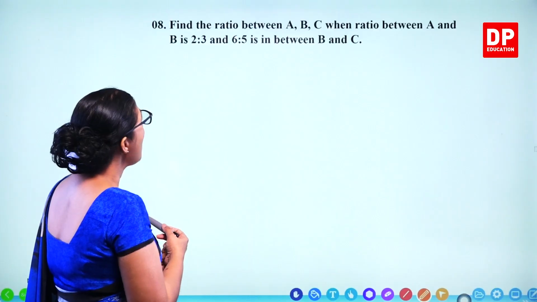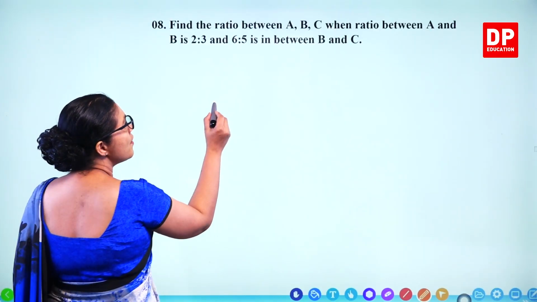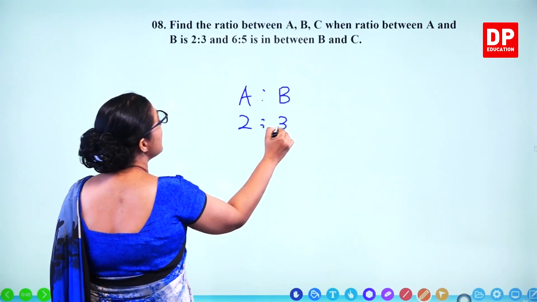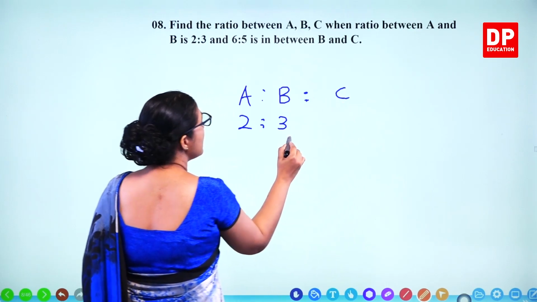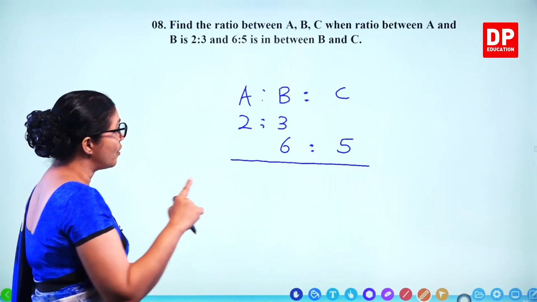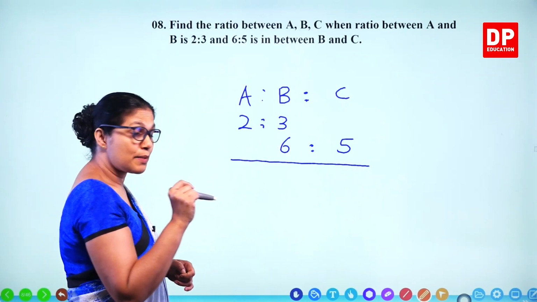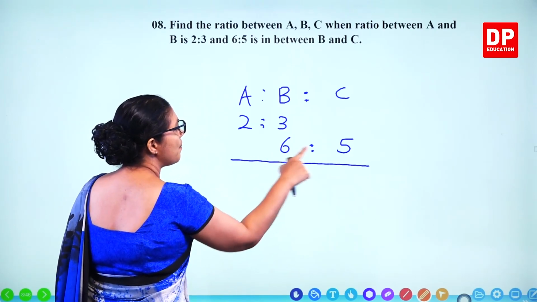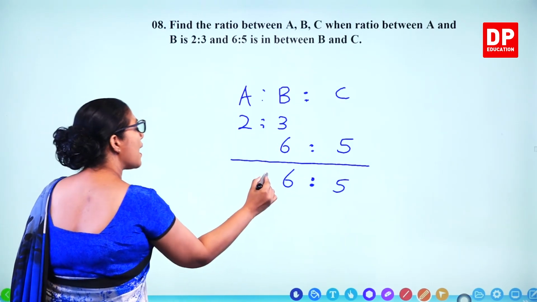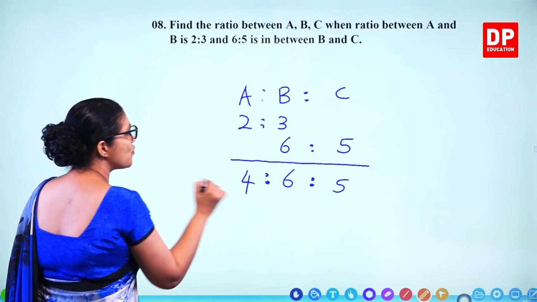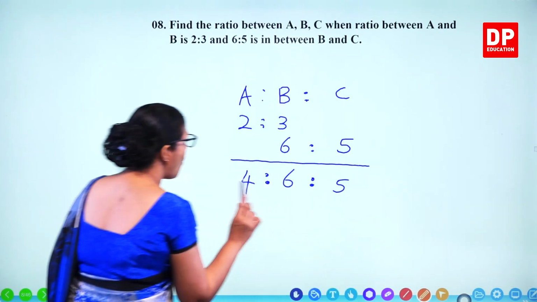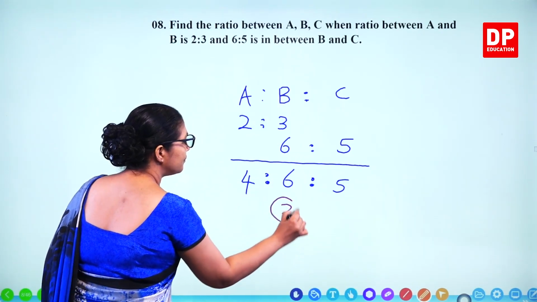Question number 8. Find the ratio between A, B, C, when the ratio between A to B is 2 to 3 and B to C is 6 to 5. You have to find the combined one. So look at this one, 3 and 6. What's the lowest common multiple of 3 and 6? That's 6. So 3 times 2 is 6, so multiply this by 2. 2 times 2, 4. So the ratio between A to B to C is 4 to 6 to 5. 2 marks.